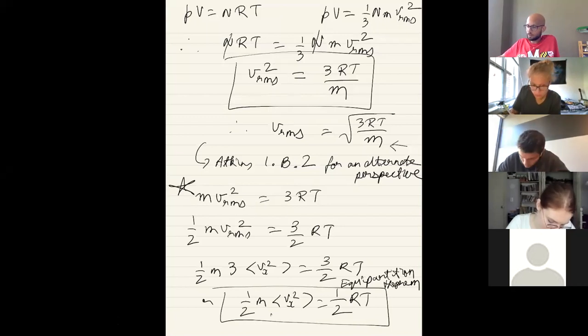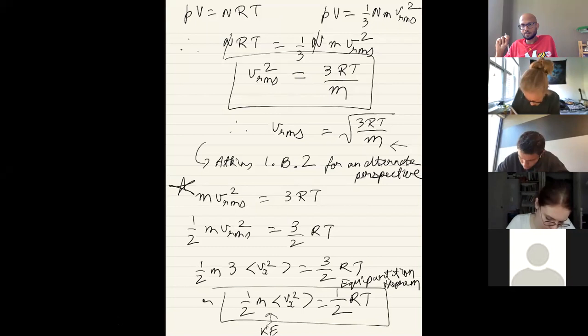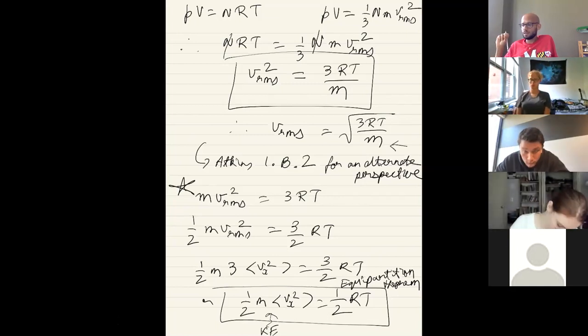You can think of this as the kinetic energy associated with the x direction per particle, right? And you are saying that irrespective of what your speed is, on average, the energy per particle should be 1/2 RT. If you are looking at the kinetic energy coming from 3 directions per particle, it's going to be 3/2 RT. So this 1/2 RT is a fundamental unit in physical chemistry.